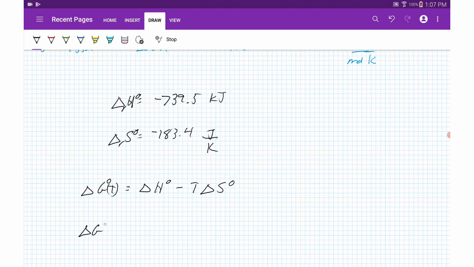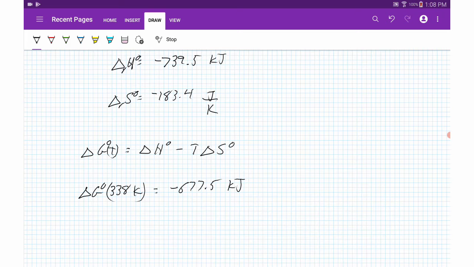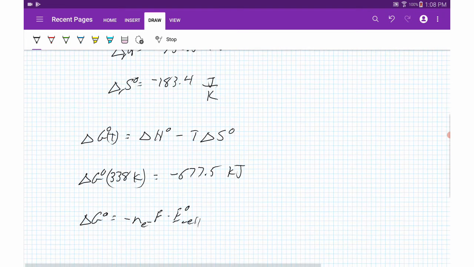So delta G at 338 Kelvin is that value there. To calculate the cell potential, another equation we have for delta G, standard cell potential, is minus the number of electrons times Faraday's constant times the cell potential.